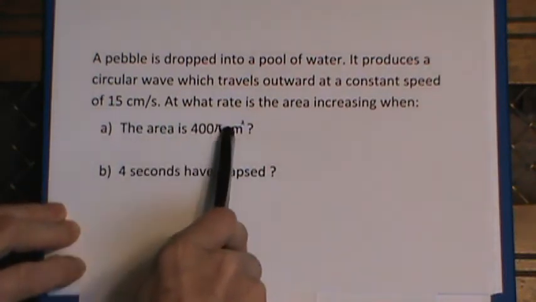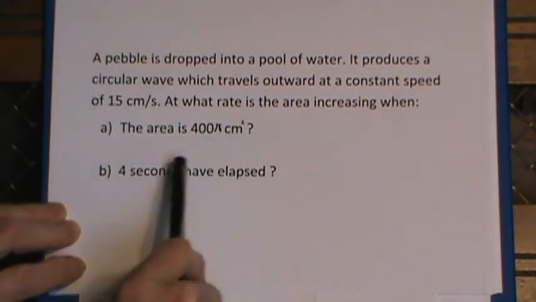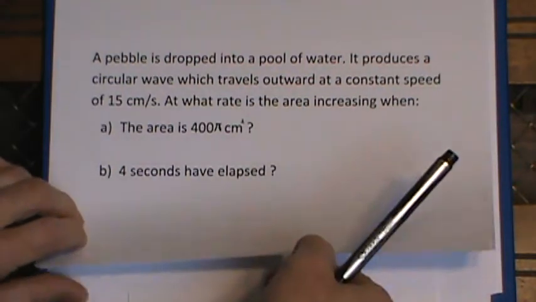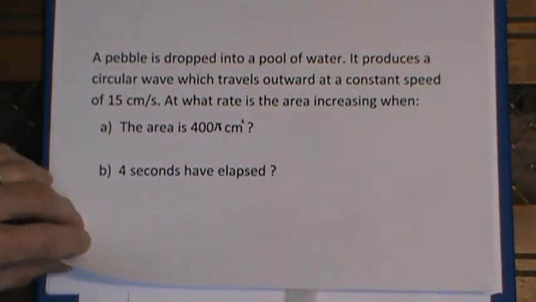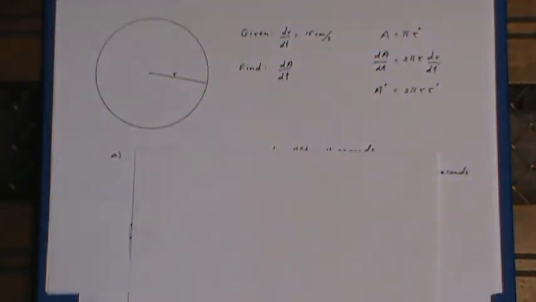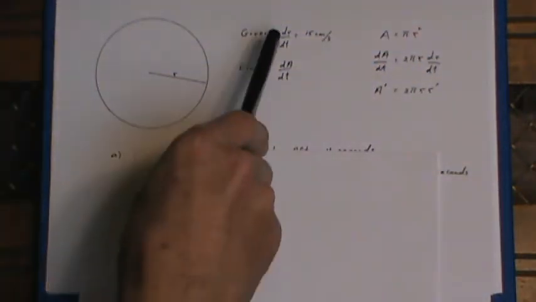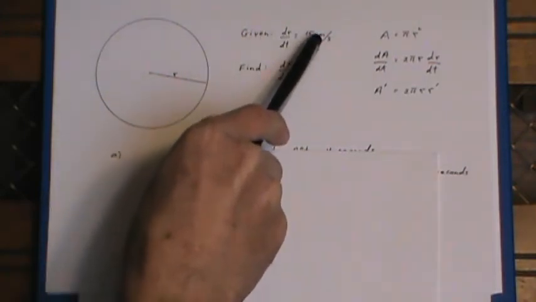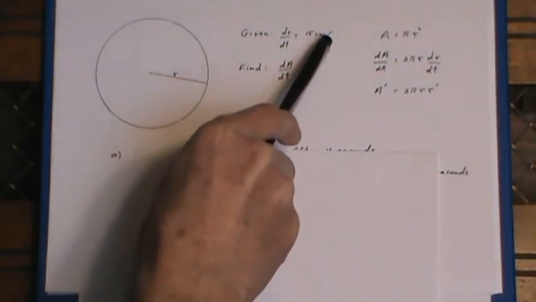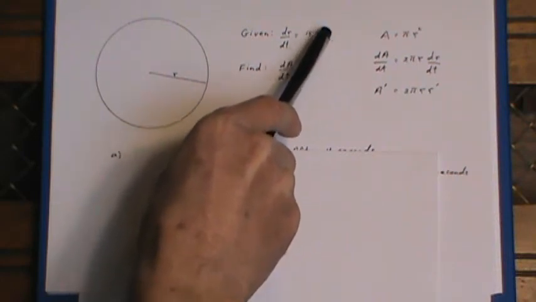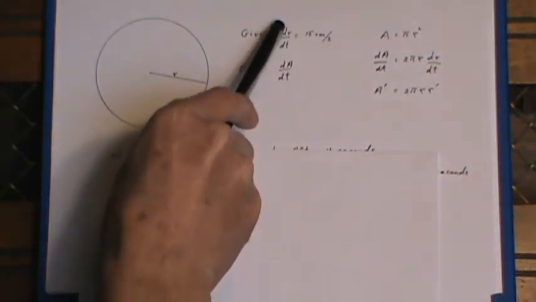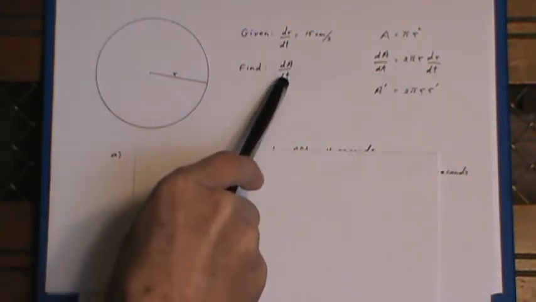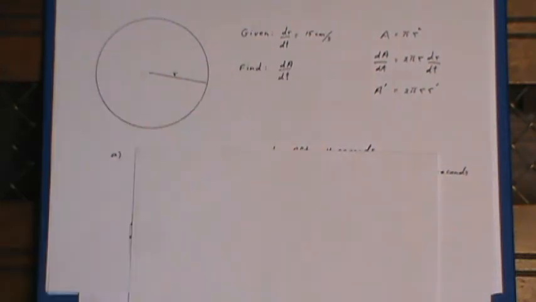One when the area is 400 pi square centimeters, and one 4 seconds after the pebble was dropped into the pool. Now, we're given the rate of change of radius, so that's dr/dt. You can tell right from the units involved here that that's a rate. It's centimeters per second, dr/dt. And we have to find the rate of change of area with respect to t.